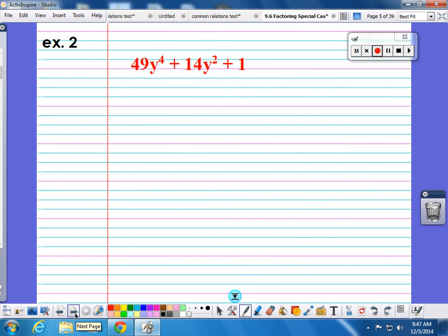Is this a perfect square trinomial? Any even power is a perfect square. What do you square to get this? 7y. Somebody said it. Squared. What do you square to get this? 1. One's a beautiful number. It's a perfect everything. It's a perfect square.